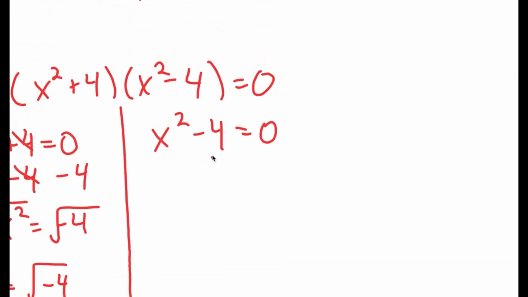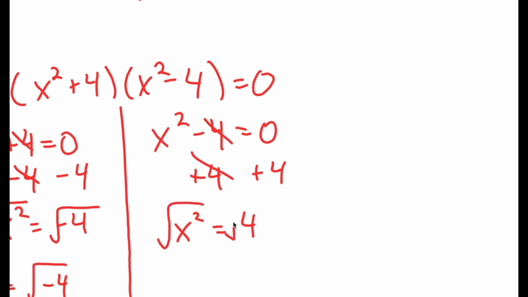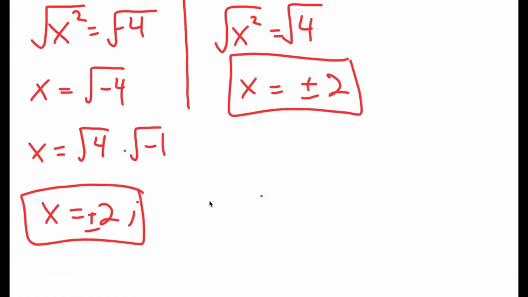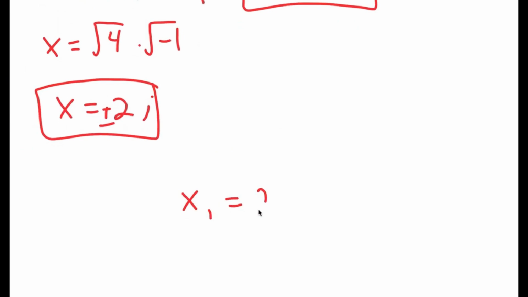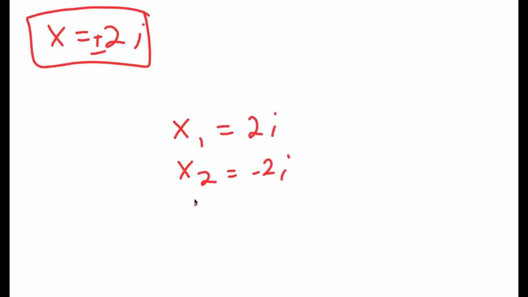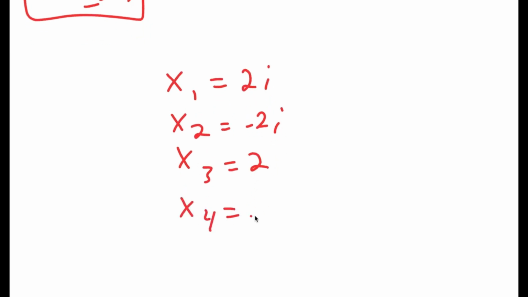Now for x squared minus 4 equals 0, I'm going to simply add 4 on both sides. So I get x squared is equal to positive 4. And now if I take the square root, I get x is equal to positive or negative 2. So my four solutions are x equals 2i, x equals -2i, x equals 2, and x equals -2.